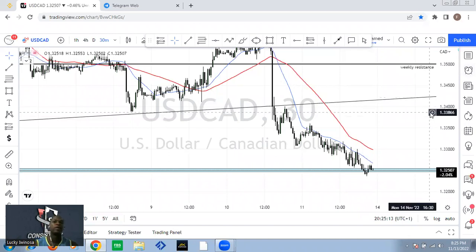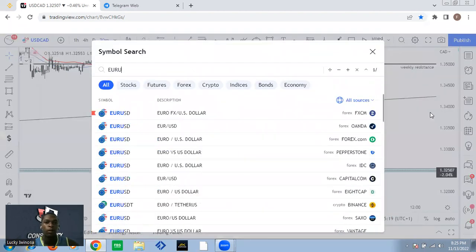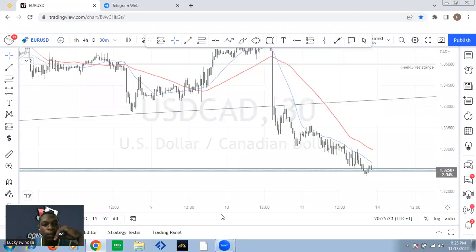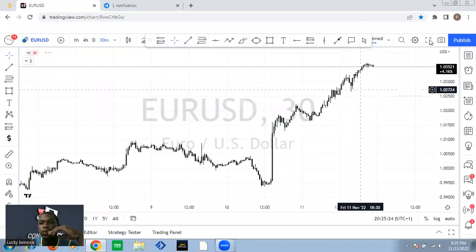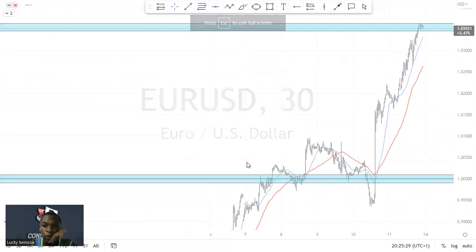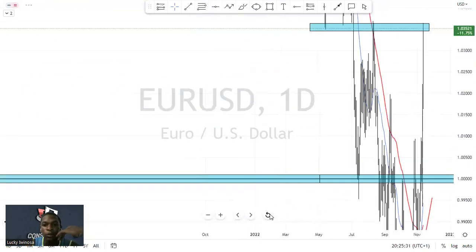So let's quickly dive into it. Let's start with Euro USD. Euro USD has been playing out pretty well. A couple of analyses that we've been doing. We've been looking at this pair for a very long time. It's one of my major pairs that I always look at.